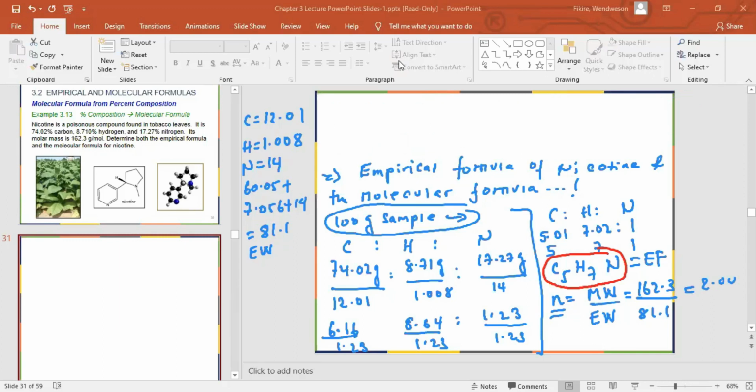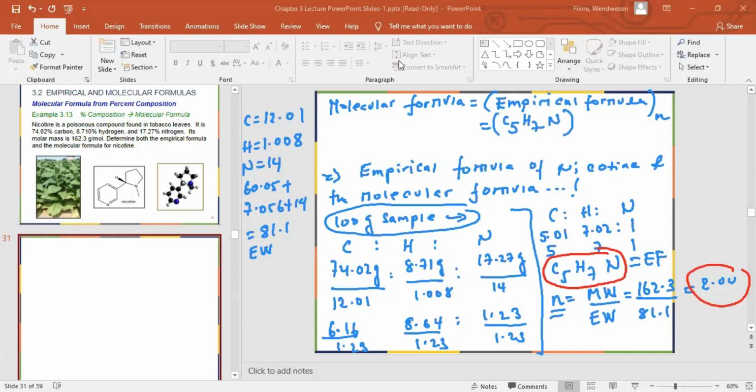All right, so this number 2 is used to multiply the whole empirical formula to get the molecular formula. So the molecular formula equals the empirical formula multiplied by the subscript n. That means n refers to the factor which we got here. n is this guy right here. So the empirical formula is C5H7N, multiplied by 2, the whole thing by 2, that gives you C10H14N2. That's the molecular formula. So we got the empirical formula here, and the molecular formula here.